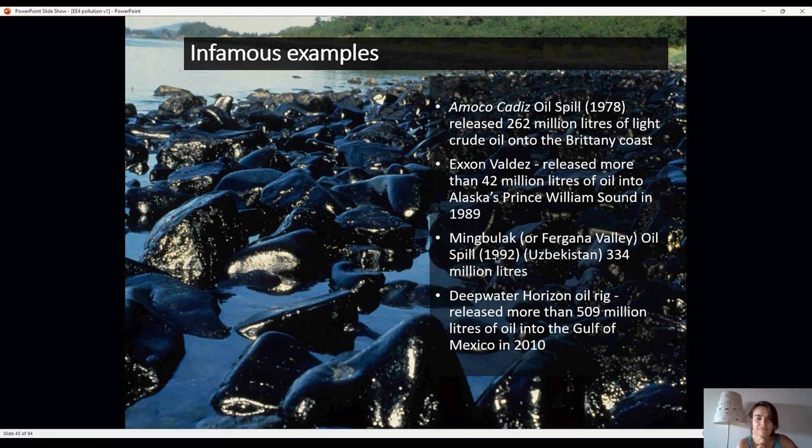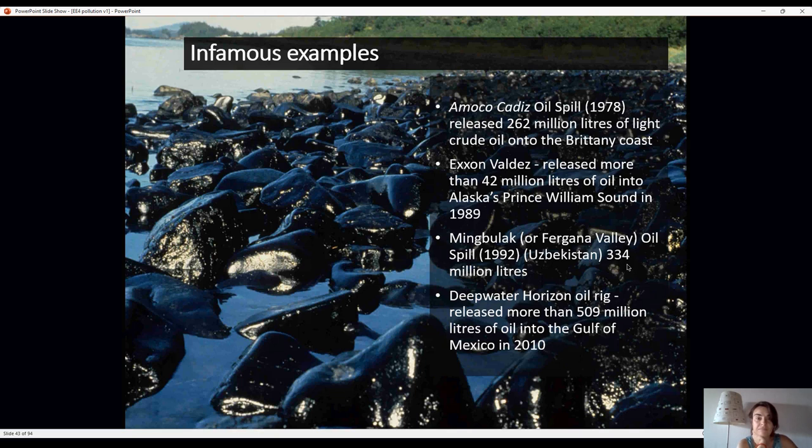This is actually the biggest oil spill on land that there's ever been. It was a series of oil pipes that broke because basically they corroded.